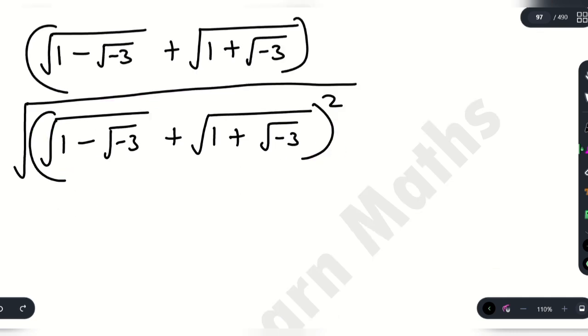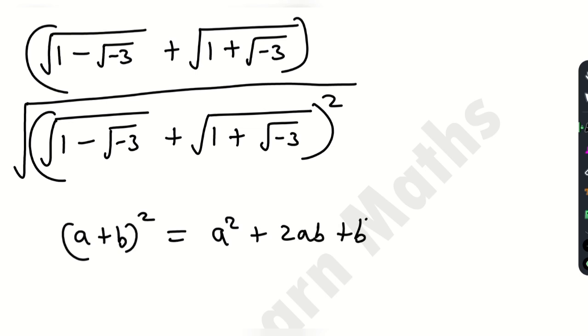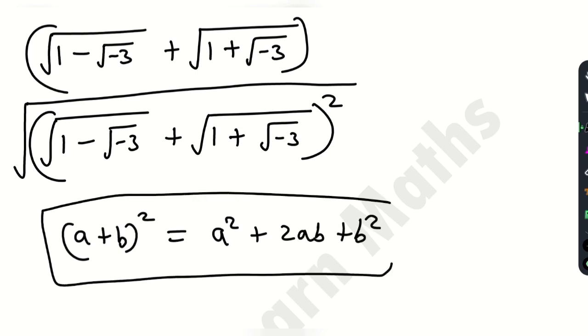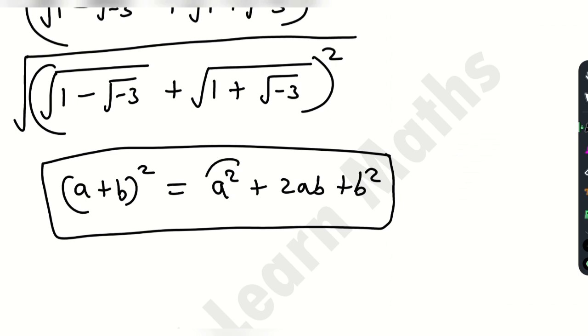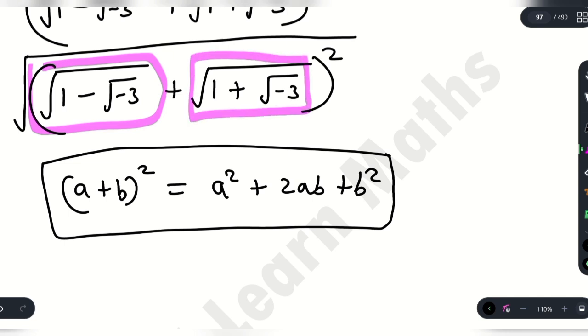Now we're going to use one of the algebraic identities. When you have a plus b all squared, this is equal to a squared plus 2ab plus b squared. This is what we're going to use to expand what we have in this outermost radical. So let's do that. What is a squared? It means that I will take this first expression and square it. Then take the second radical expression and square it. Then what do we have here? 2ab. Then use 2 to multiply the two radical expressions.